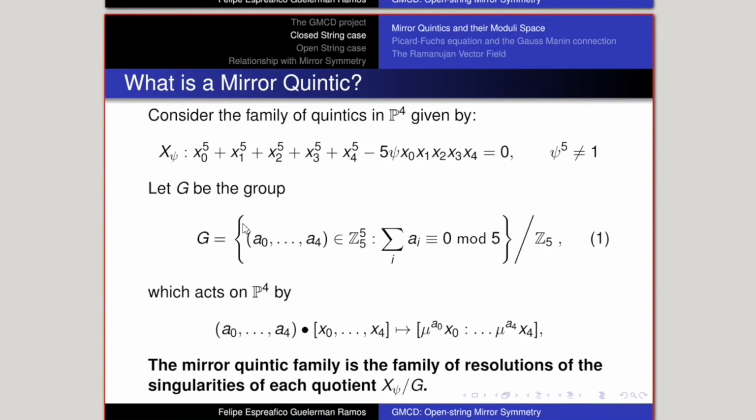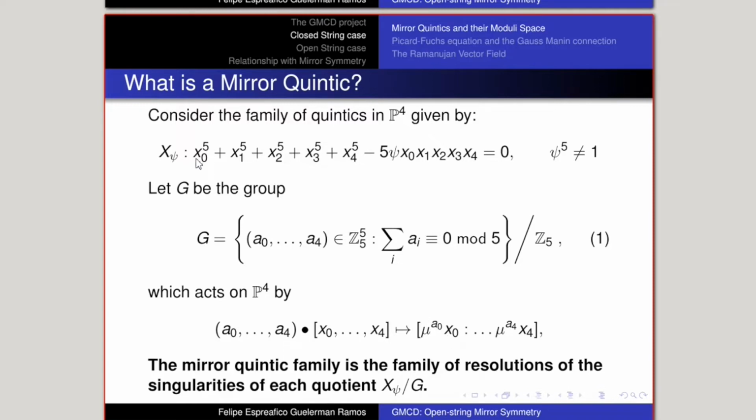Okay, so I'll continue for the mirror quintic case. The idea is pretty much the same, but first I will give a brief review of what a mirror quintic is. First you need to consider this family of quintics in P4, given by these equations. Then you consider this group and this action. You are just acting by roots of unity.